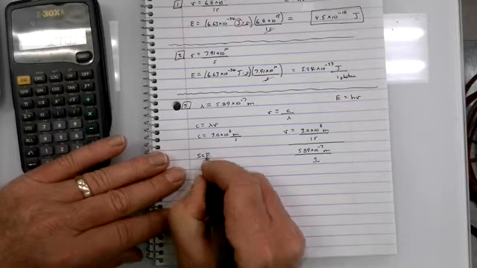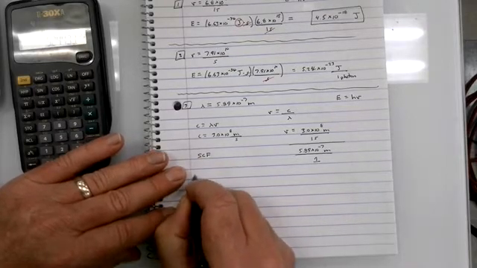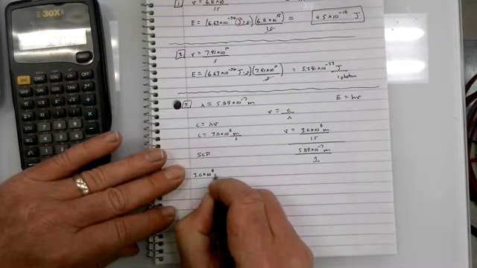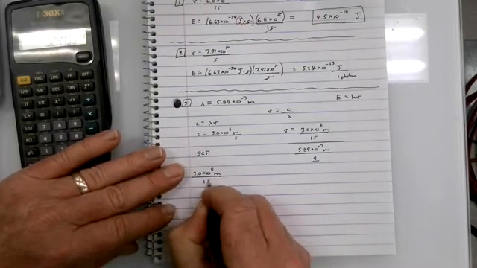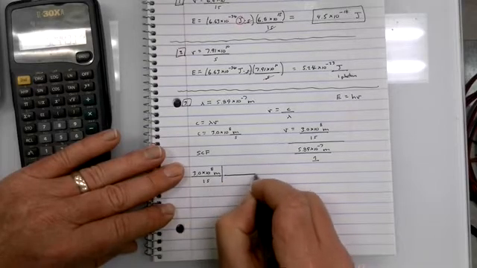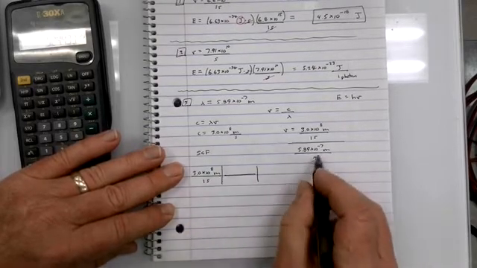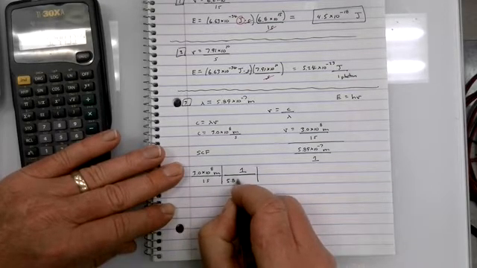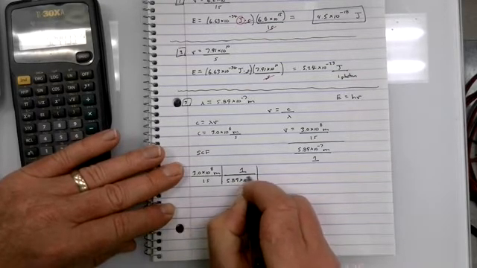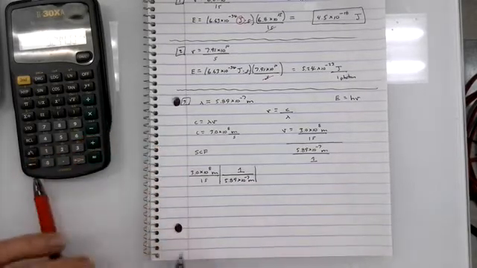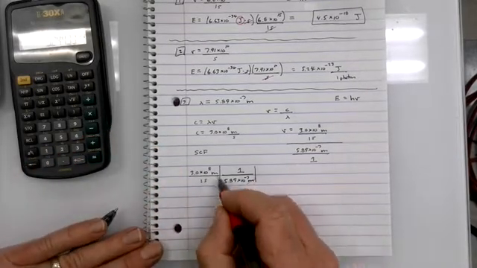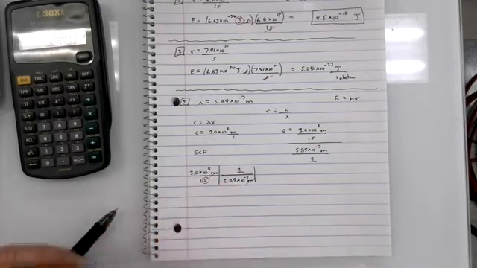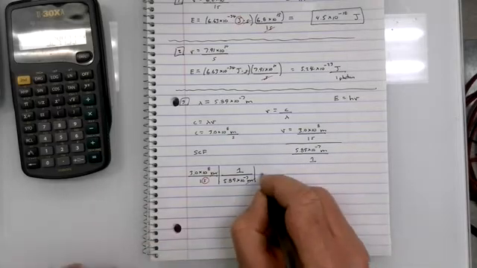So SCF, state change flip. 3.0 times 10 to the 8th meters over 1 second multiplied by, going to flip this bottom, so 1 over 5.89 times 10 to the negative 7th meters. So meters cancel. This becomes a division problem where our answer is in 1 over seconds, which is hertz.